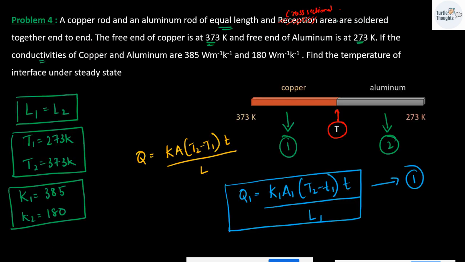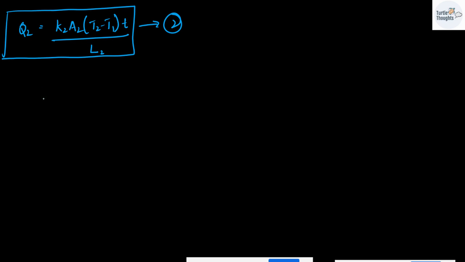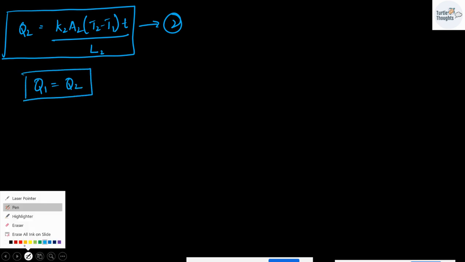Let me go to the question. We need to find the temperature of the interface at steady state, meaning that at this point we need to find the temperature. So here the temperature will be the same, right? Yes or no? Meaning that whatever the heat from here and whatever the heat from here, it has to attain thermal equilibrium, right? At that point you will be having Q1 is equal to Q2. This is the condition for thermal equilibrium.